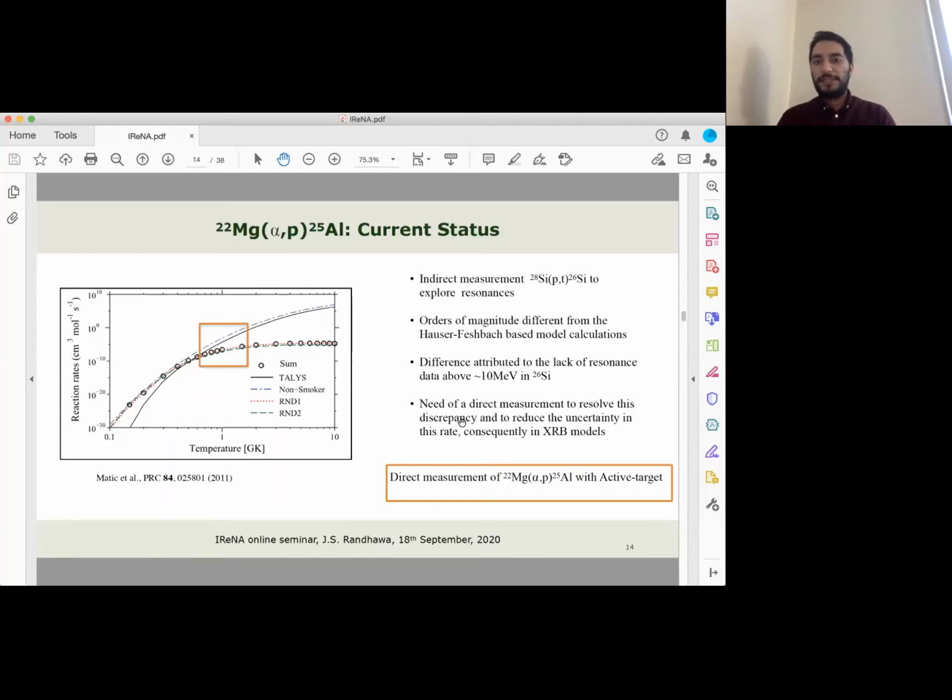So there's a need for a direct measurement, and that's what we did with the active target at NSCL, and that's what I'm going to talk about.